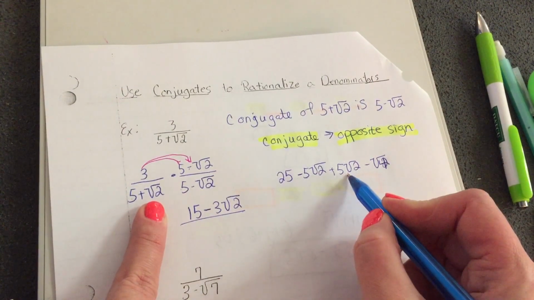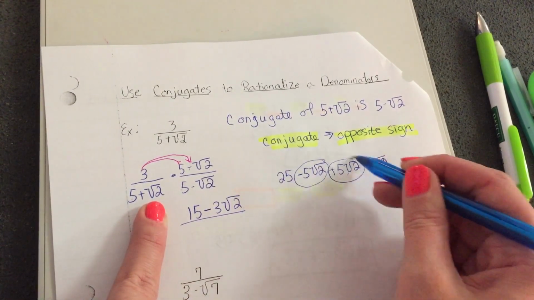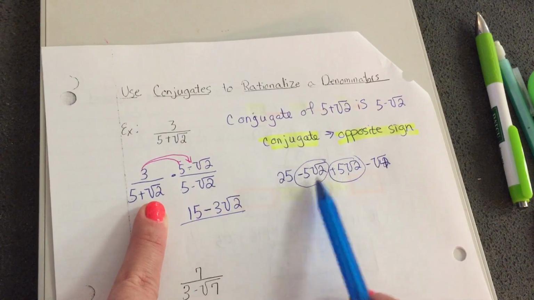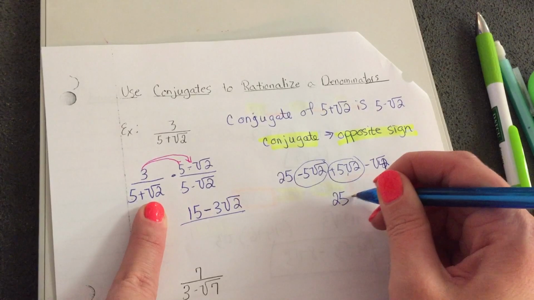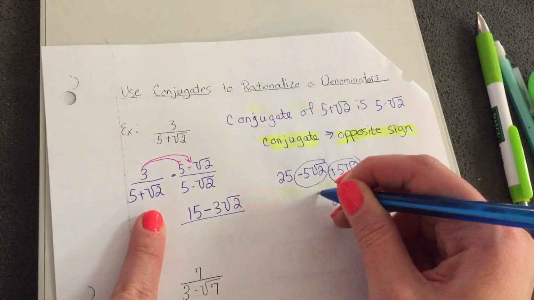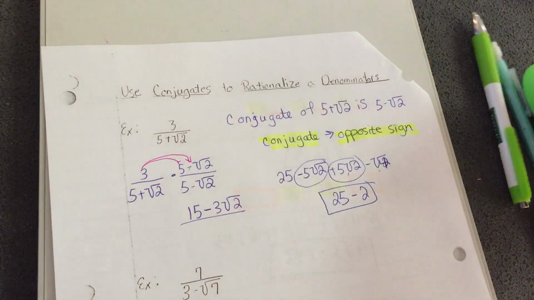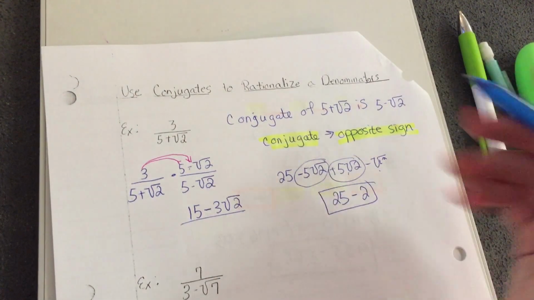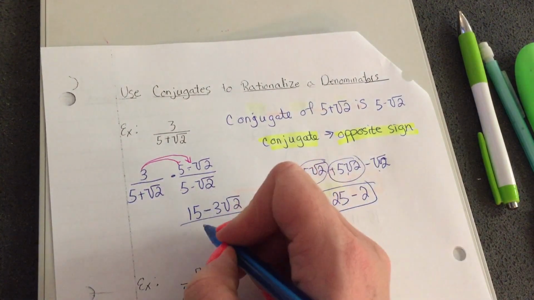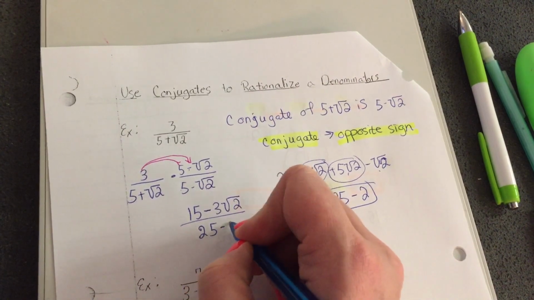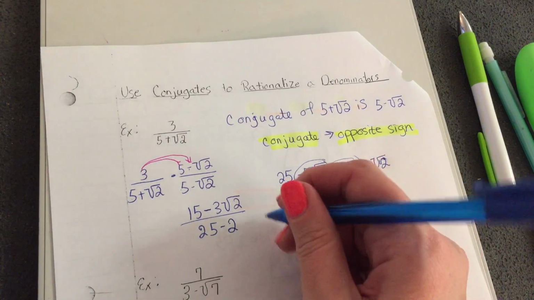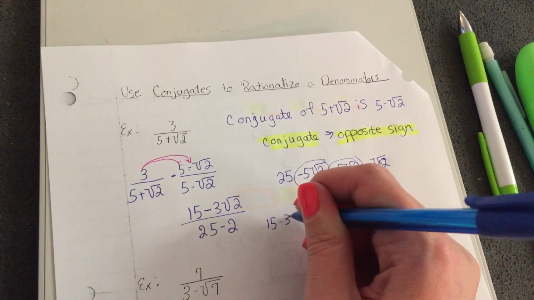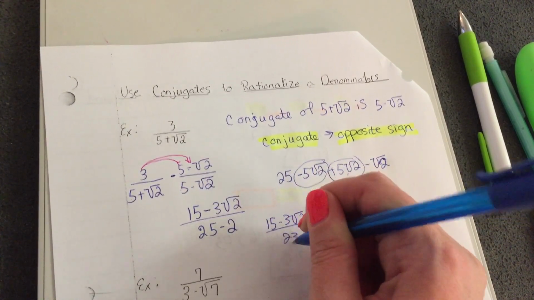This and this cancel each other out. Do you see that? Do you see how your center terms cancel out? So you have 25 minus 2, because square root of 4 is 2. 25 minus 2 is what? 23. So your answer is 15 minus 3 square root 2 over 23.